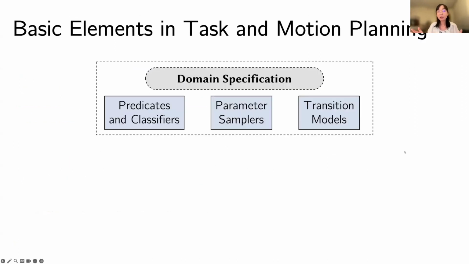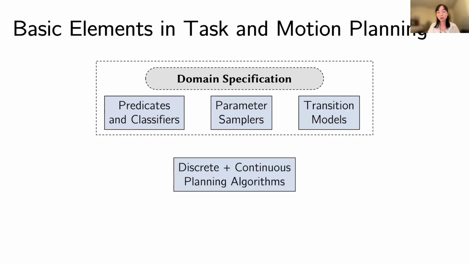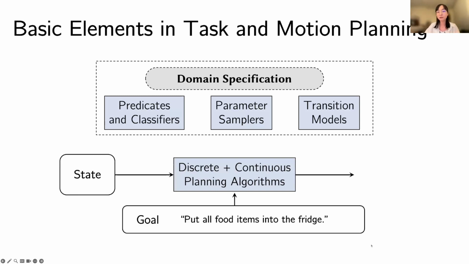So this diagram summarizes what we call the domain specification in task and motion planning. It is composed of predicates and classifiers, parameter samplers, and the transition models. Based on that, we can develop different kinds of discrete and continuous domain planning algorithms that take the input state and also the goal as input, and try to generate the next action for the robot to take.